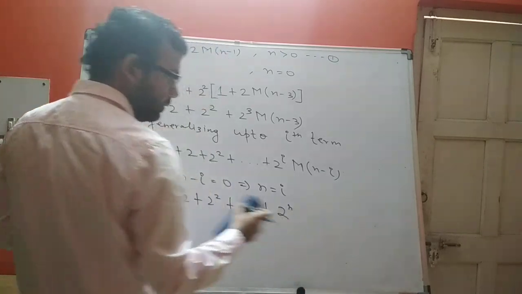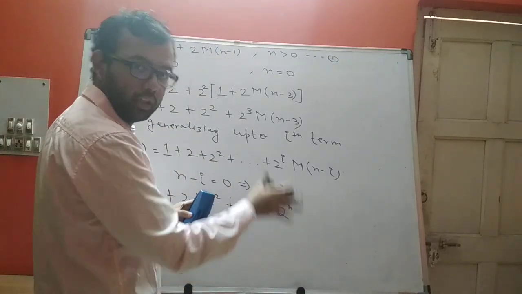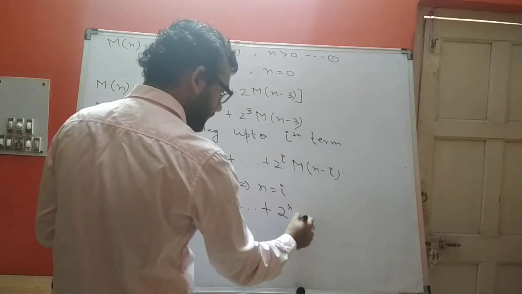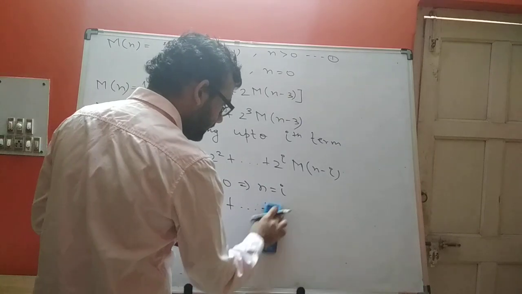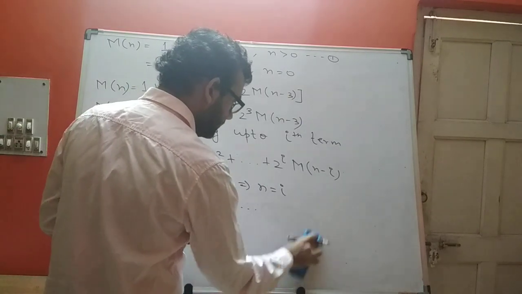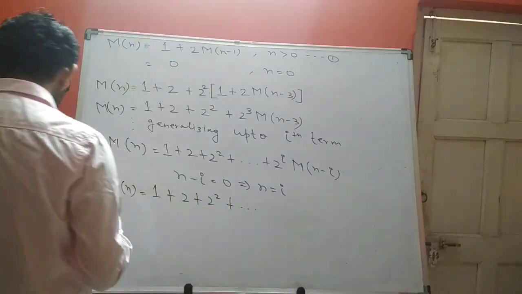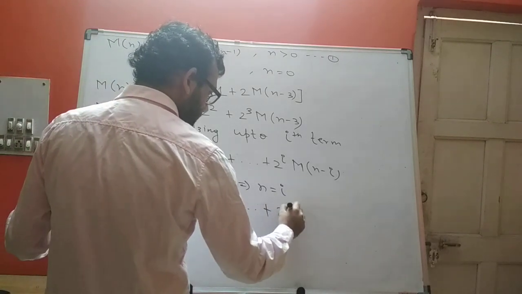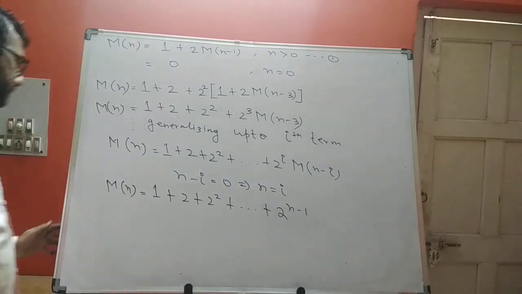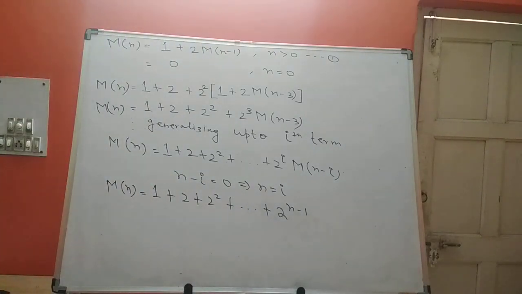So I'm skipping a few steps, okay? I'm erasing and writing. You please show the steps separately. So I'll get 2 to the power of n into 0. That means this term will completely vanish, and I'll be left with the last term, 2 to the power of n minus 1. So look at this very carefully, okay? My last term is 2 to the power of n minus 1.